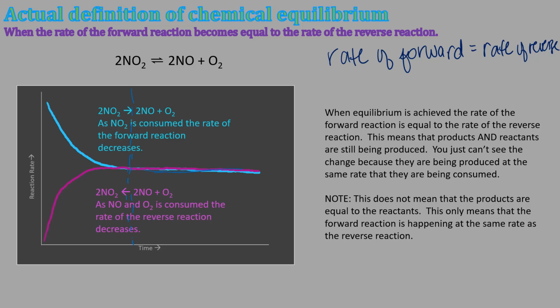So this right here shows that equilibrium is achieved. The rates are the same there, and they're constant, right? So rate is going up here on the y-axis. All right, now I want to clarify something. That does not mean that the products are equal to the reactants. It's the rate that the products are being produced is equal to the rate that the reactants are being produced. So the forward rate is equal to the reverse rate.